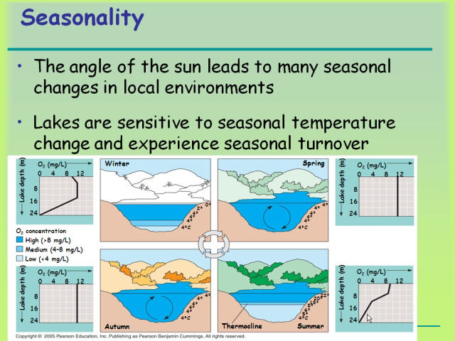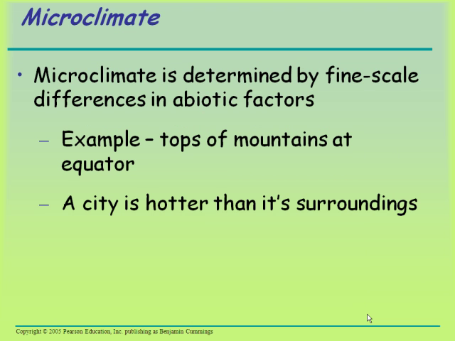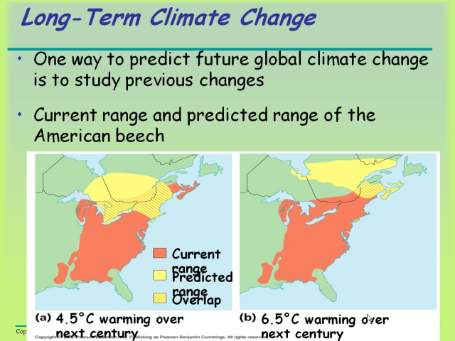In the summer, a thermocline is created where it's much cooler at the bottom and warmer at the top, warmed by the sun. A microclimate is determined by fine-scale differences in abiotic factors. Example, tops of mountains at the equator are hotter than their surroundings.